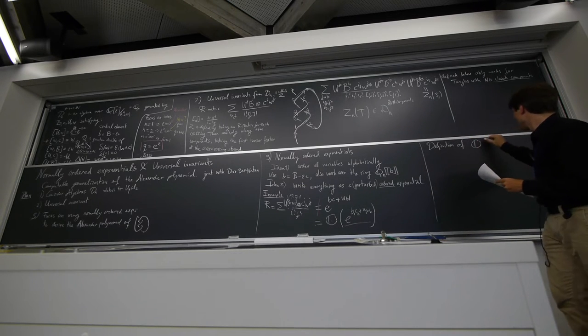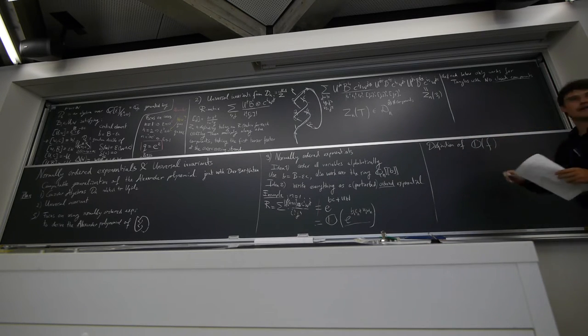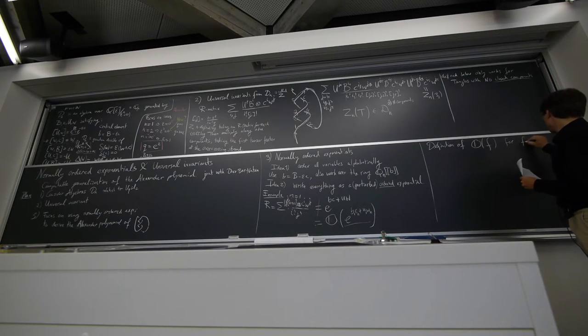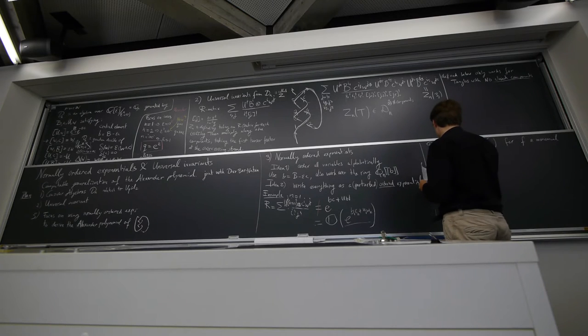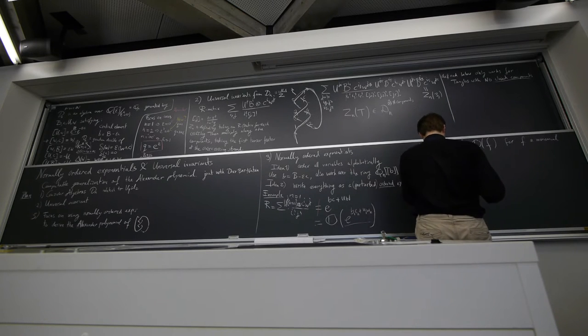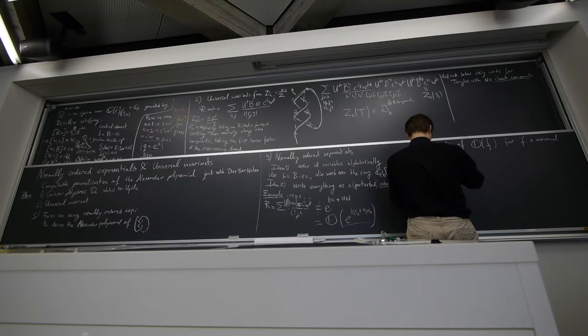O of F. And because things are linear, I will start with F a monomial. Then if we know how to order monomials, then we can order sums of monomials and maybe power series. So I want to define F first. F is a monomial in some commuting variables.